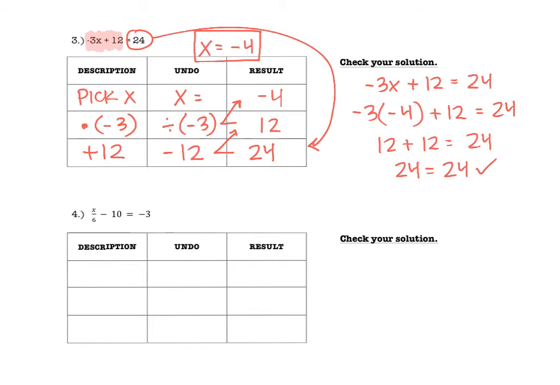All right, let's take a look at number 4. You can see this one is still a 2-step problem, but a little bit different. Why don't you take just a second and see if you could fill out the description and the undo columns.